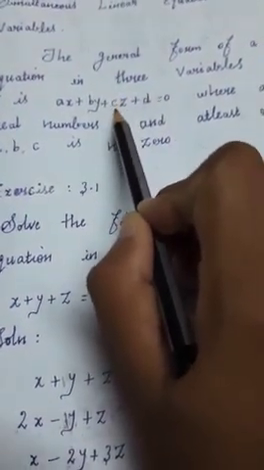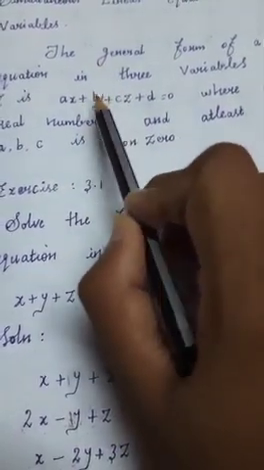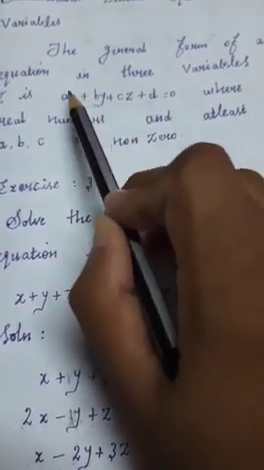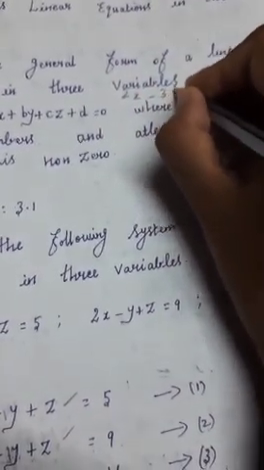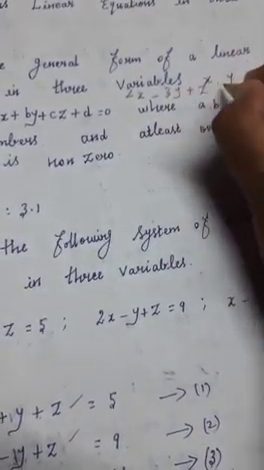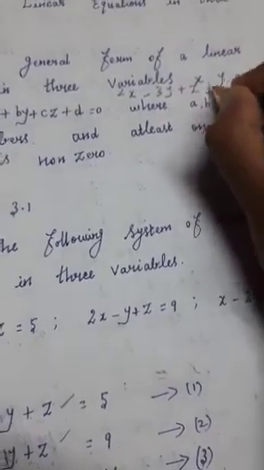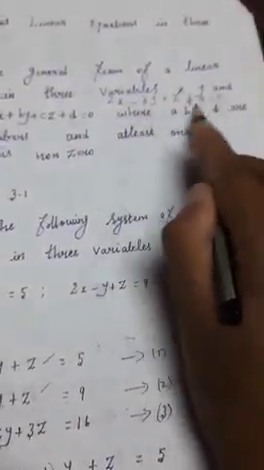C means that is the coefficient of z. B means that is the coefficient of y. A means that's the coefficient of x. Okay, for example, here 2x minus 3y plus z plus 9 is equal to 0. So this is an example of a linear equation in three variables.